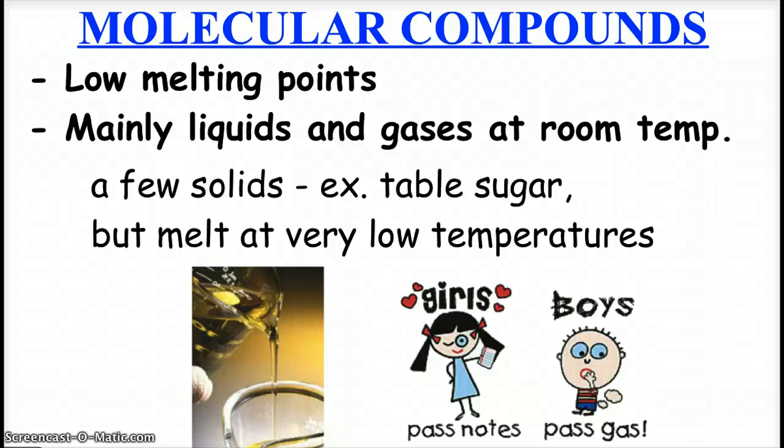All right, so now we're going to look at some molecular compounds and some of their properties. Molecular compounds are pretty much, in a lot of ways, opposite of ionic compounds. They have lower melting points, and they are mainly liquids and gases at room temperature. There are some solids, like table sugar, but those do melt at very low temperatures compared to the lovely ionic compounds. So yes, molecular compounds are mainly liquids and gases.